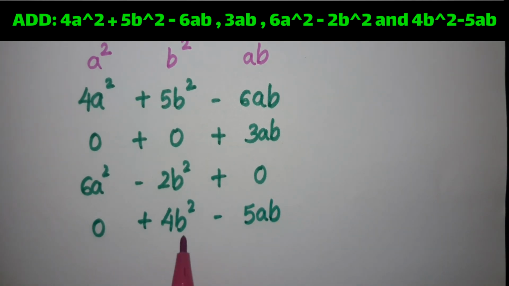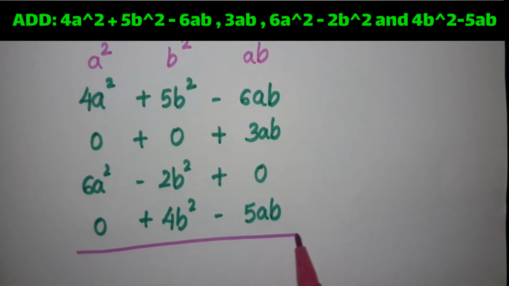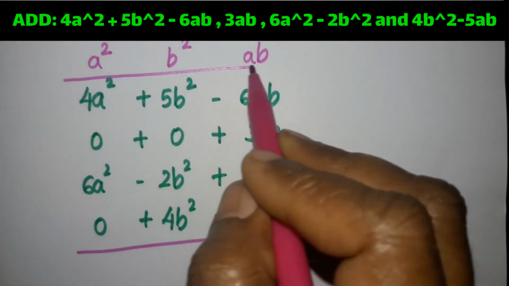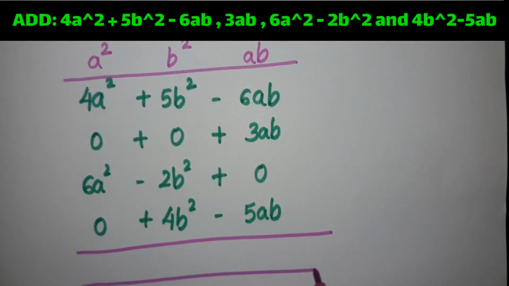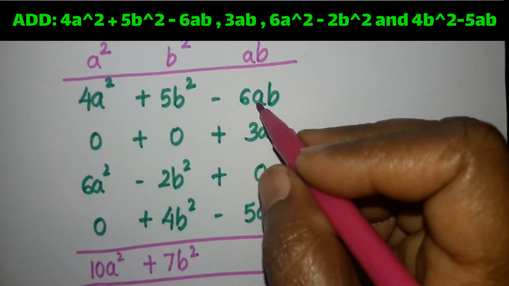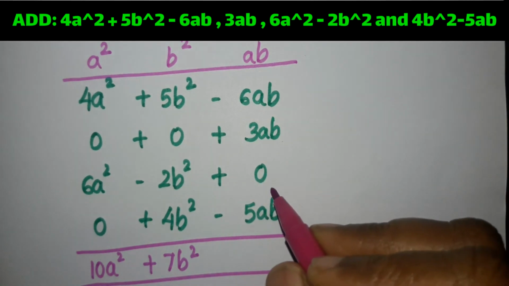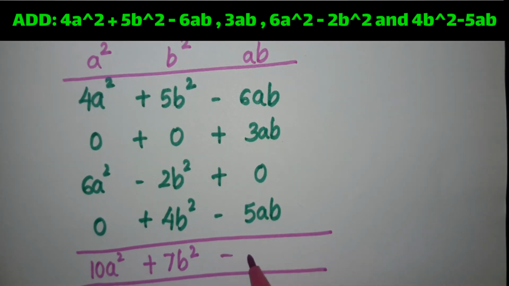Now let us see how to add. So 4a square plus 6a square gives 10a square, and here plus 5b square minus 2b square plus 4b square gives 7b square, and under ab term we have minus 6ab plus 3ab plus 0 minus 5ab, which gives minus 8ab.